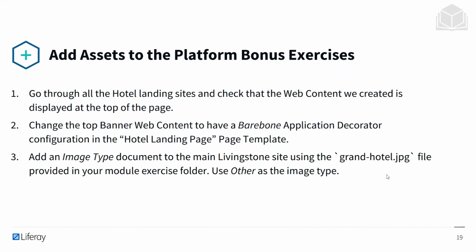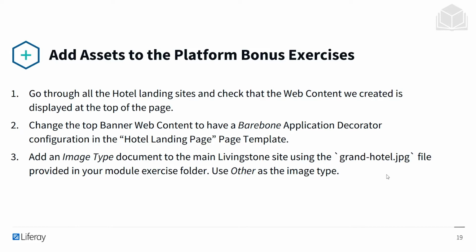There are additional bonus exercises that I won't take us through, but that you can feel free to try for yourself. This includes going through all the hotel landing sites and checking that the web content we created is displayed at the top of the page. You can also change the top banner web content to have a bare-bone application decorator configuration in the hotel landing page template. You can also add an image type document to the main Livingstone site using the Grand Hotel JPEG file provided in your module exercise folder. Use other as the image type for this.